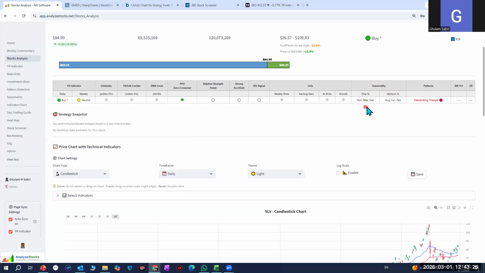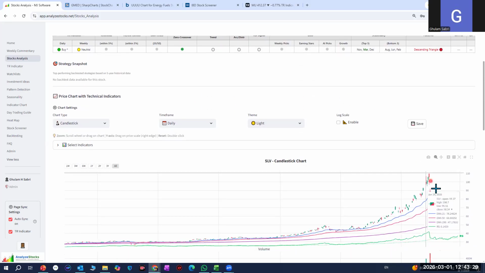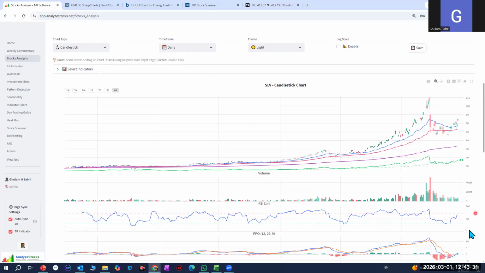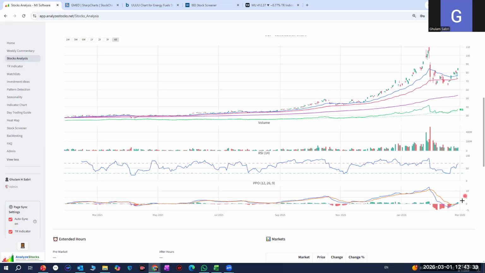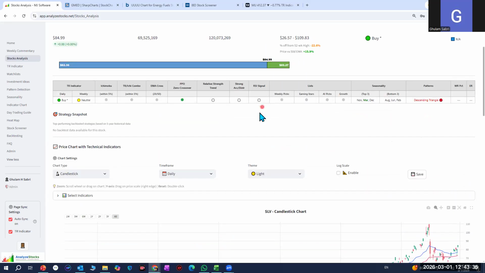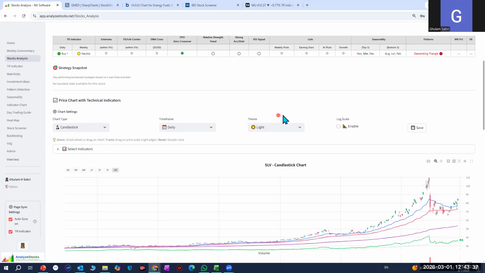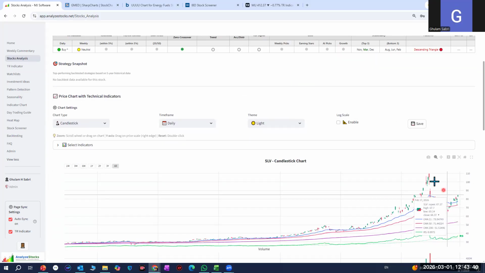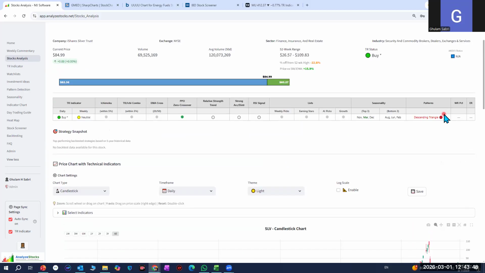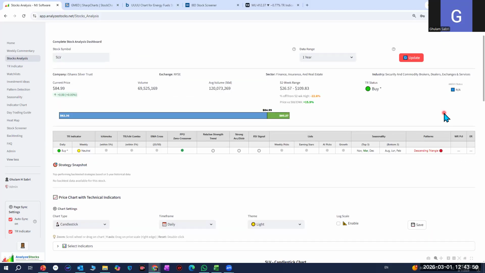But seasonality wise, March is a top month. And the PPO zero crossover is right here. The PPO, take a look at this PPO. PPO has just crossed the zero line. So silver seems to be good, although it's volatile in nature and it has big swings. So keep in mind that silver can give you 8, 10, 15% of gain or loss in one given day, because each thing has its own behavior, which is different from other.